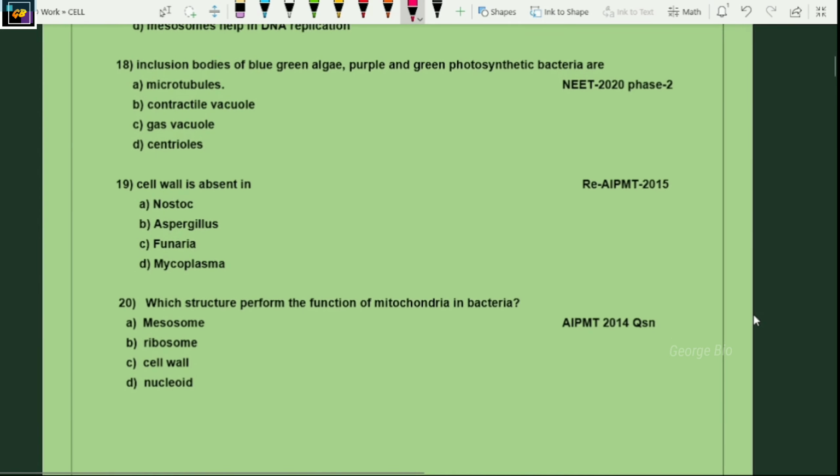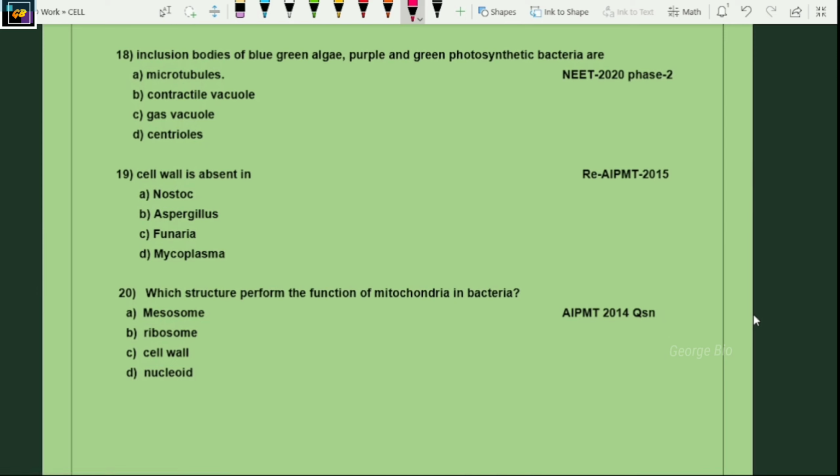Let's solve some previous year questions from the topic of prokaryotic cell. Number 18. Inclusion bodies of blue-green algae, purple and green photosynthetic bacteria are. What is the inclusion body present in these three? Already we have completed a similar question earlier. That is gas vacuole. Number 19. Cell wall is absent in. Cell wall is absent in mycoplasma, which is a wall-less moneron or wall-less prokaryotic cell.